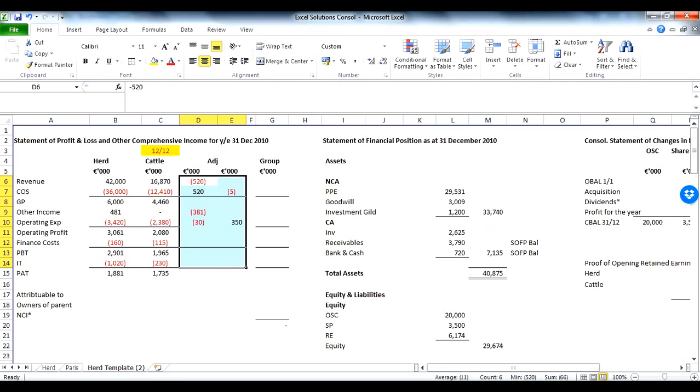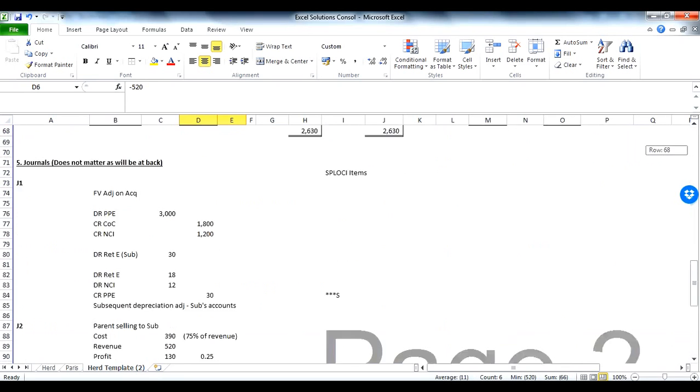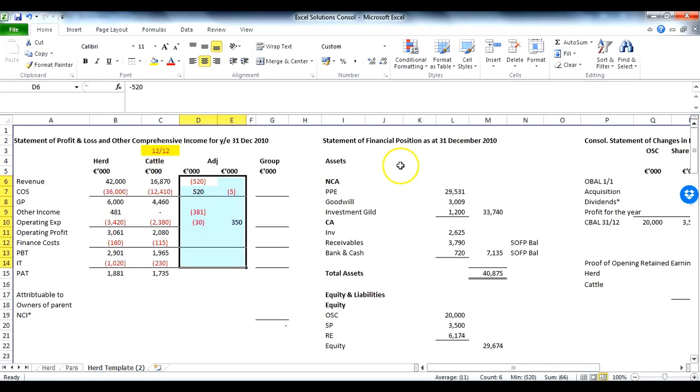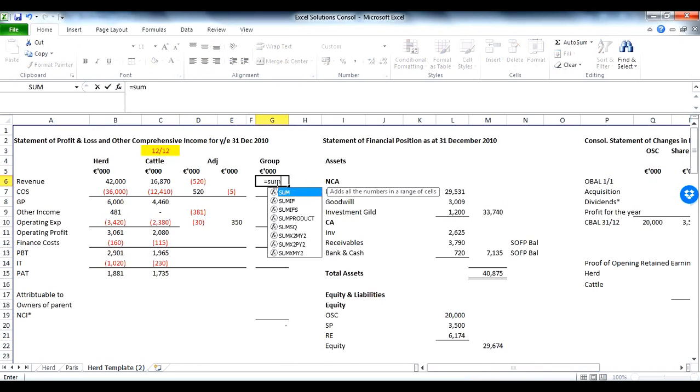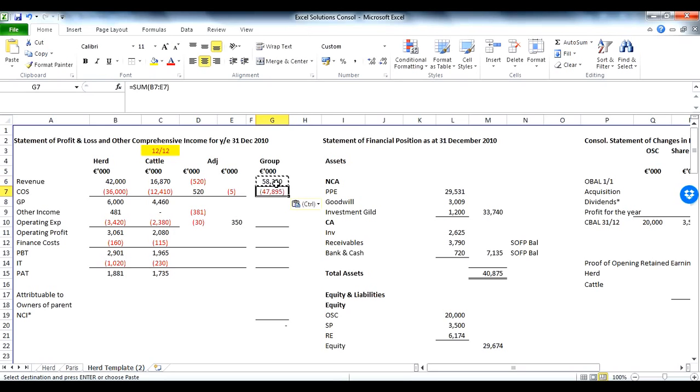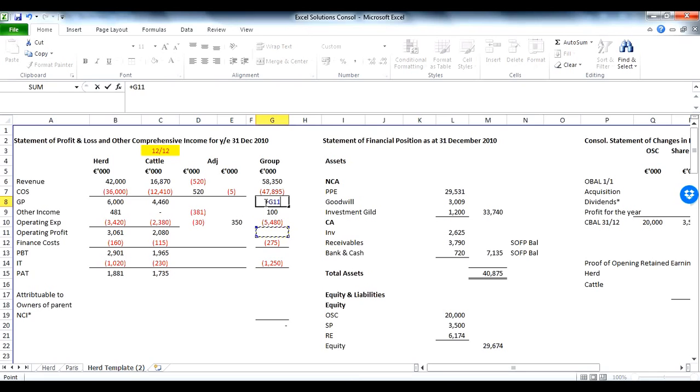As you can see, the SPLOCI is very straightforward as well if you follow this method, because you have them all labelled there, and all you have to do now is track them back. So here is the sum of these across, and you add up each of them across. So adjusting for cost of sales and unrealized profit, and here we'll add up these two.